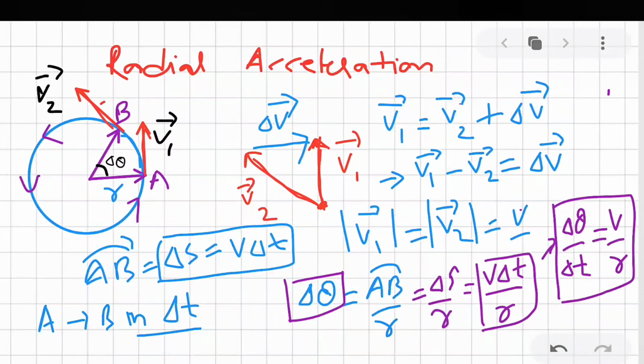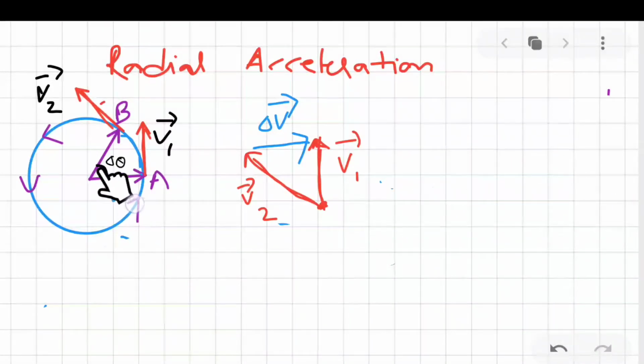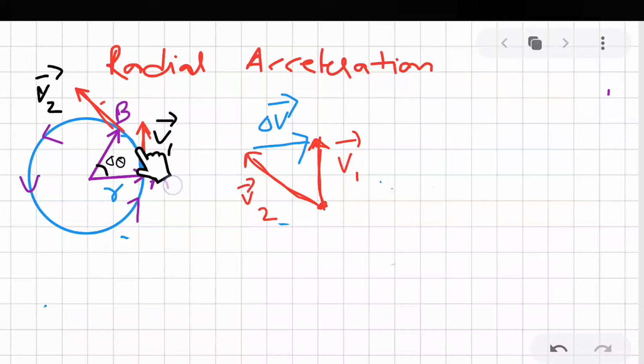Now another relation is, see here in this triangle, this is V2, this is V1. If you closely observe, A and B are at the same location. That means this arrow will be directed in this direction. So in that case, delta theta will be 0. And if A and B are at the same location, V1 and V2 will be in the same direction, so the angle between V1 and V2 will also be 0.